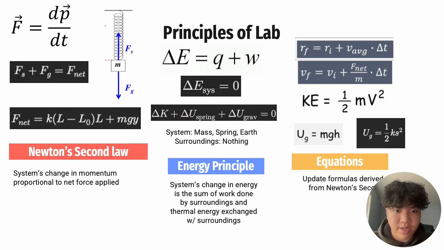And then for the energy principle, it's the system's change in energy, which is the sum of work done by surroundings and thermal energy exchanged with surroundings. So we're going to have to isolate the system so there's no interactions with the surroundings. That means the change in energy of the system should be zero. And for the system, we have kinetic, potential, and gravitational energy, which all sum to zero, as you can see there in the formula. And then those are some other equations that are useful as well.